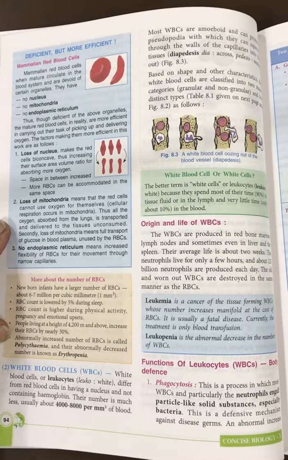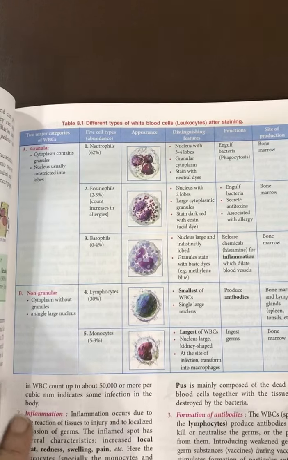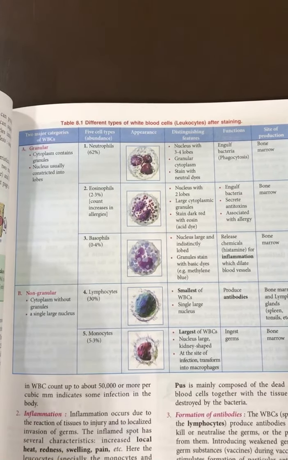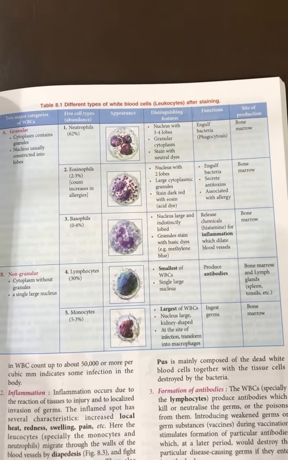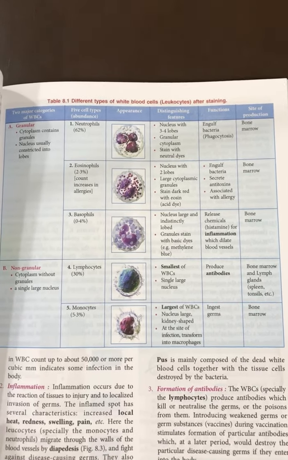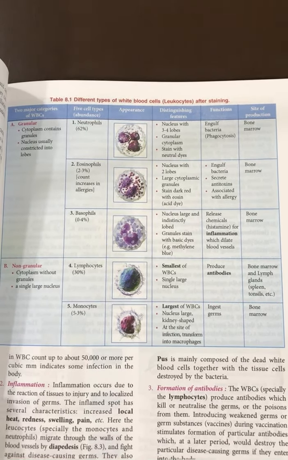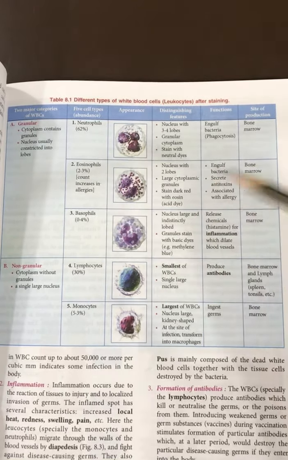One is that the cytoplasm of the white blood cells contains granules, then they are called granulocytes. And the other type, in this the cytoplasm does not contain granules and they have a single large nucleus. They are called agranulocytes. And these granulocytes are of three types: neutrophils, eosinophils, basophils.